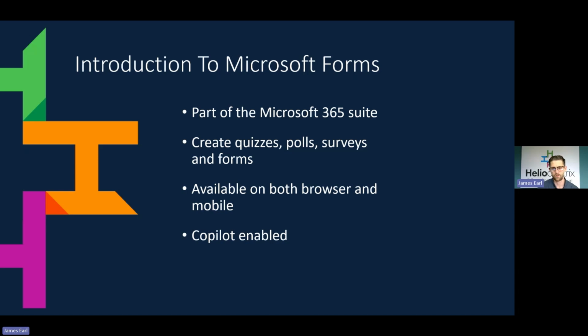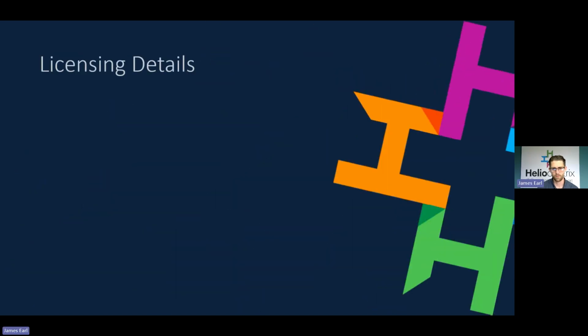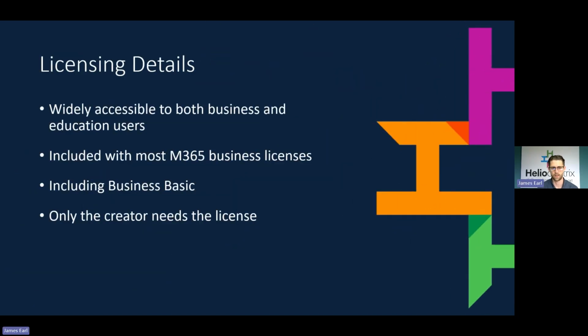The quickest way to check if you have access to Microsoft Forms is to go to forms.microsoft.co.uk, log in with your Microsoft 365 account if not already logged in, and then you should be able to see whether or not you can access it. However, in terms of licensing, it is widely accessible to both business and education users, and most business users will have access to it because it is available from a business basic license, and then any license above that will also have access to Microsoft Forms.